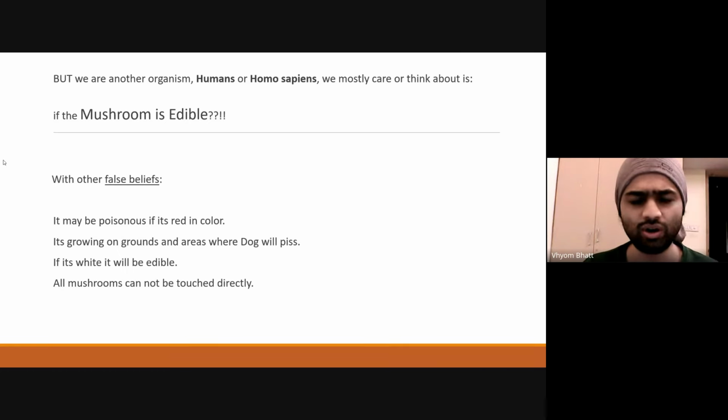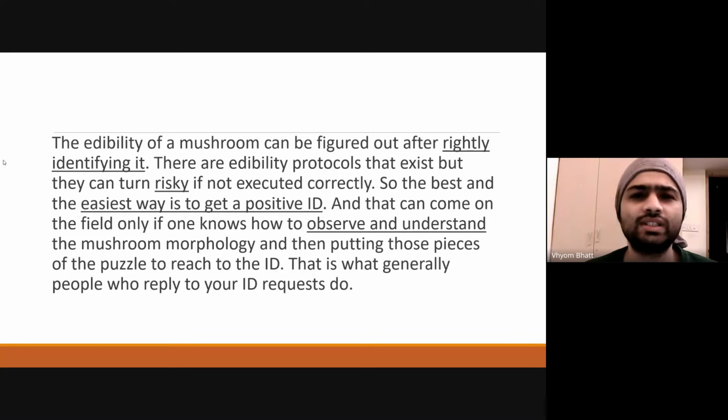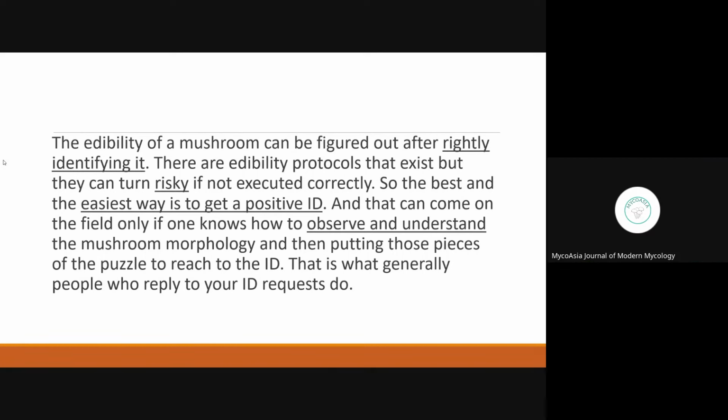The question about edibility has been the most famous question in this space, because people relate that IDing is one thing and then the next question is edibility. Addressing that, the edibility of a mushroom can be figured out after rightly identifying it. There is no straightforward way. This is the only way. There are edibility protocols that exist.